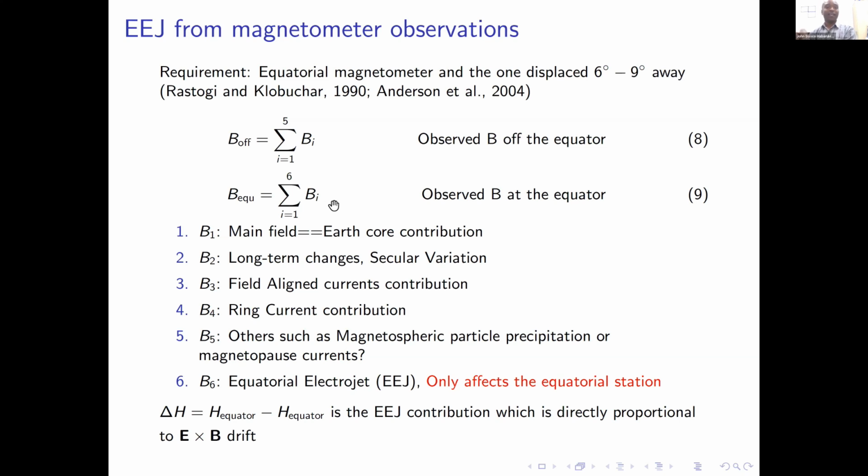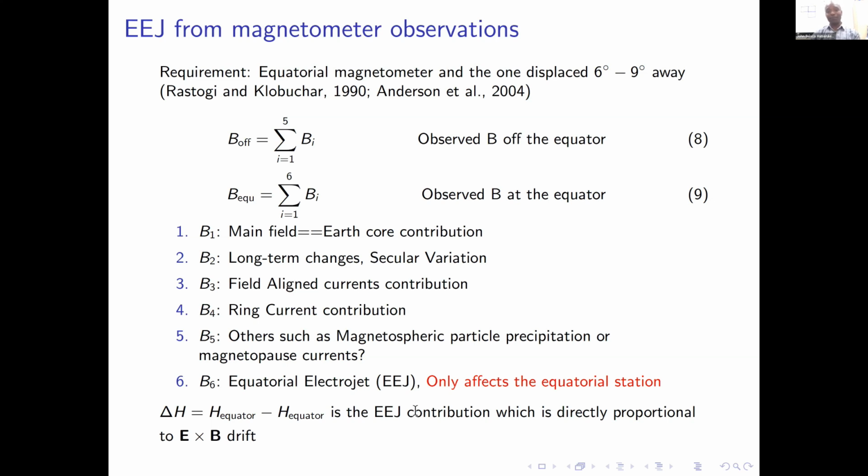is going to have an absence of the contribution of the equatorial electrojet. And the reason is because the equatorial electrojet is just a strip of current flowing within plus or minus 3 degrees. And therefore, if you do a direct subtraction of the H at the equator, the horizontal component at the equator, minus the horizontal component off the equator (the equation here has a typo), what you remain with is the contribution of the equatorial electrojet.